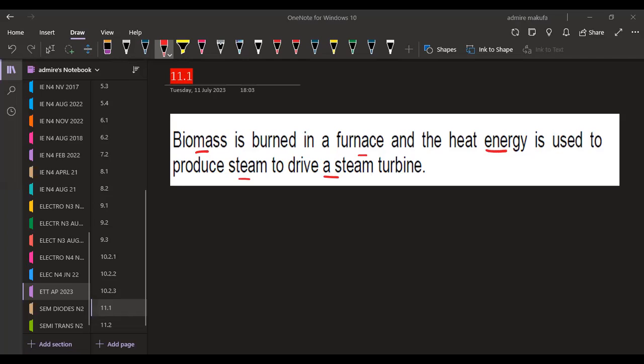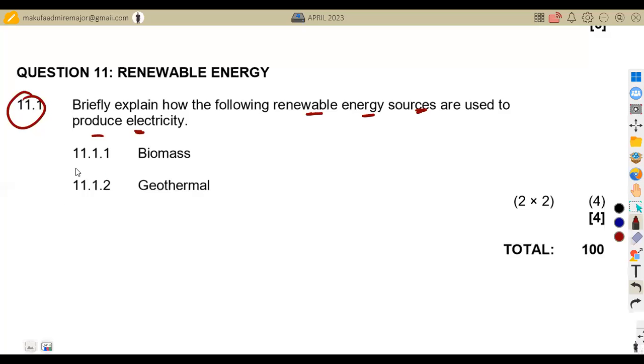It is in a furnace, and the heat energy there is the one that is used to produce steam. The heat energy is going to produce steam to drive the steam turbine. Once the steam turbine is rotating, then we've got the generation of electricity. Then the last one is the geothermal electricity.